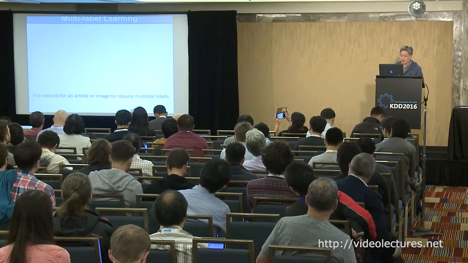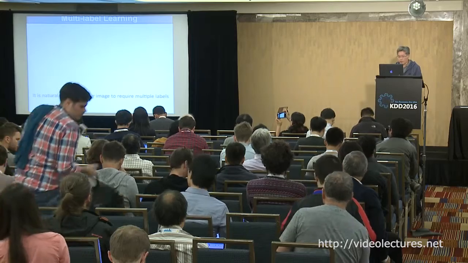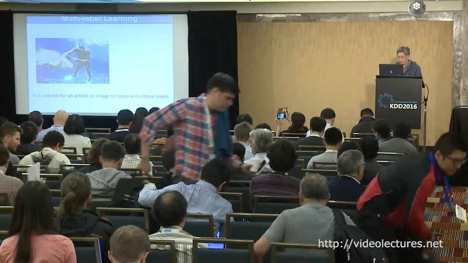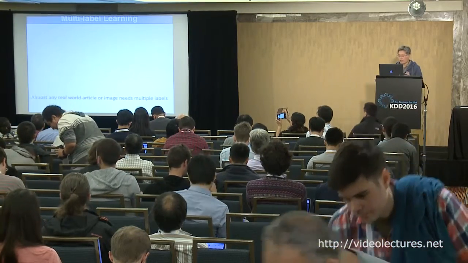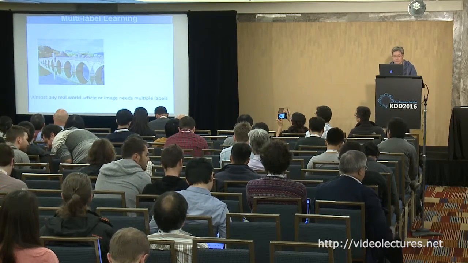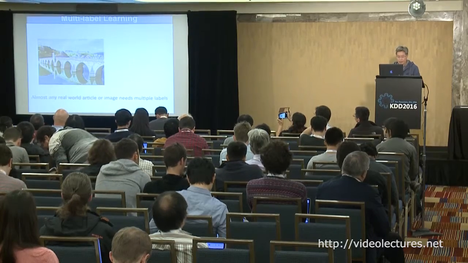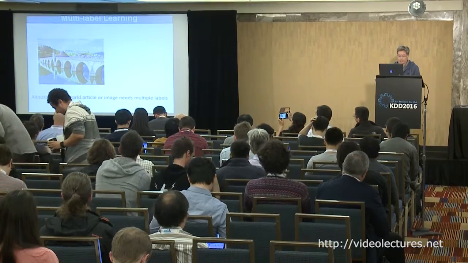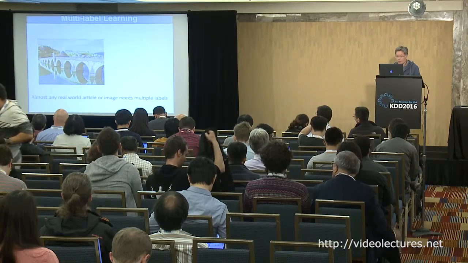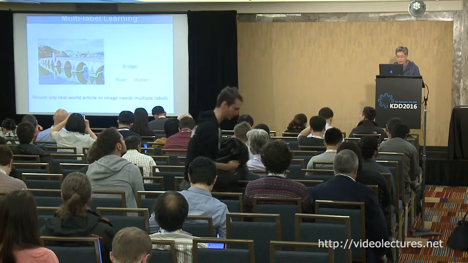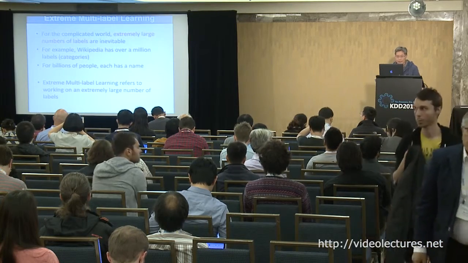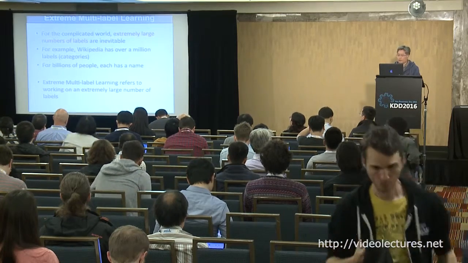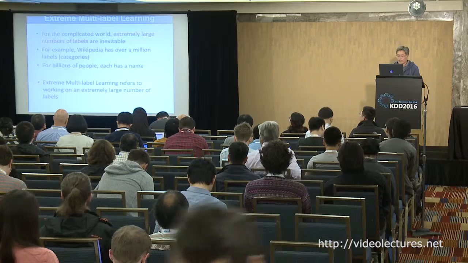It's natural for an article or image to require multiple labels. For example, this image has the labels people, fish, ocean, water, and so on. This is another example. Almost any real-world article or image needs multiple labels. For the complicated world, extremely large numbers of labels are inevitable.